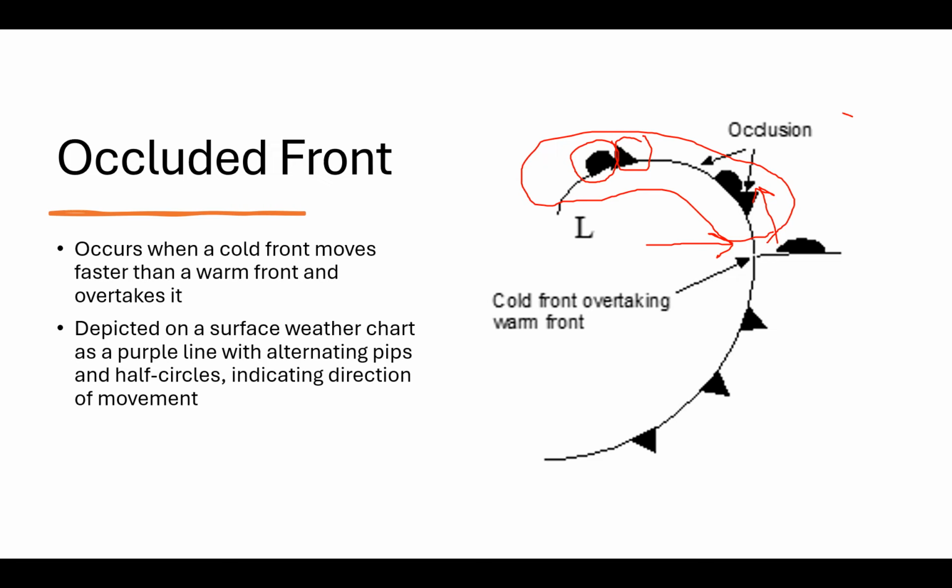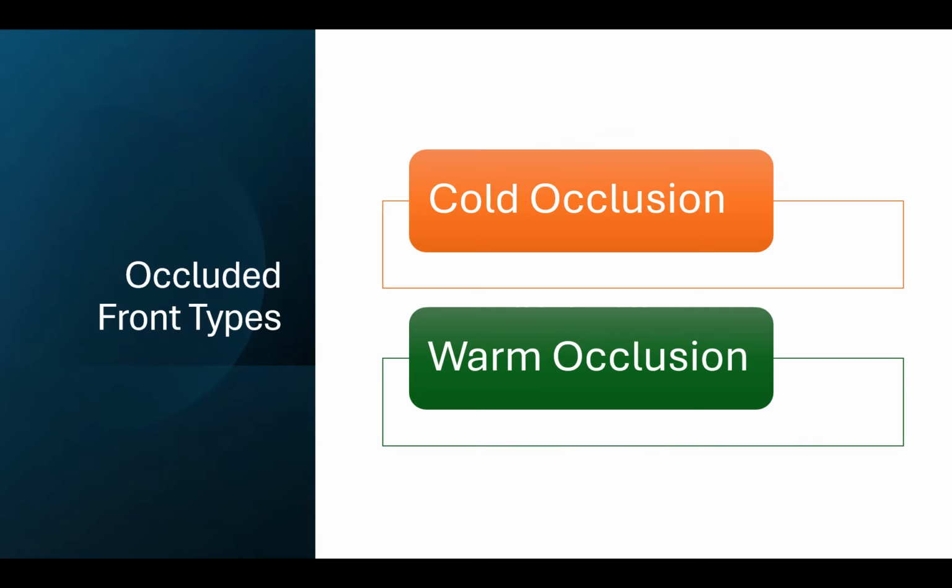When you see occluded fronts, it's generally going to be in the more mature stages of a mid-latitude cyclone. You'll see this quite frequently, specifically in the fall and in the winter time, even in the early spring. Very intense low pressure systems. Occlusion occurs in the latter stages of a low pressure system's life cycle.